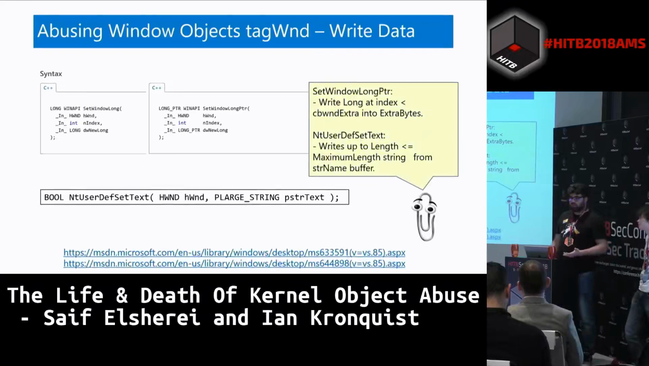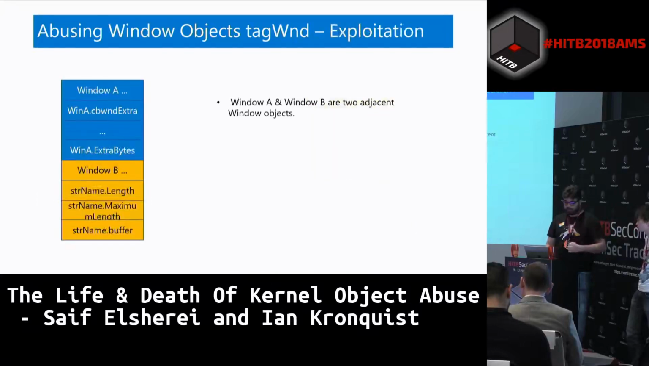The next set of functions is how we would write data. It's SetWindowLong and SetWindowLongPtr. And the second one is a system call called NtUserDefSetText, and it's used to set the window object's name. So the way we would exploit it is that SetWindowLongPtr will write a specific long at a specific index that is less than the cbWndExtra size. And NtUserDefSetText will write up to a length of string that is less than the maximum length string to a specific pointer that is pointed to by the buffer.